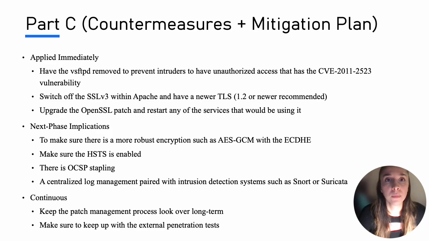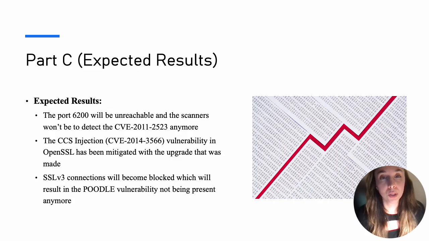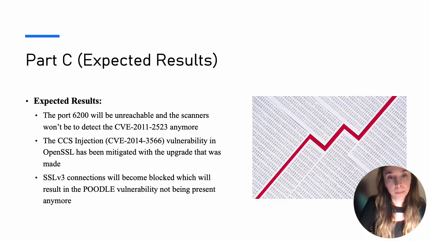For that one, it's really important to make sure that you're keeping the patch management process looked over long term, and of course to keep up with the external penetration tests as well. Next up are the expected results I have. Port 6200 will be unreachable and scanners won't be able to detect CVE-2011-2523 anymore. That's what I was expecting. The next one is that the CCS injection vulnerability in OpenSSL would be mitigated with the upgrade that was made. And lastly, SSL v3 connections will become blocked, which will result in the Poodle vulnerability not being present anymore.